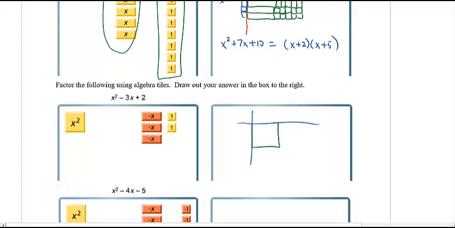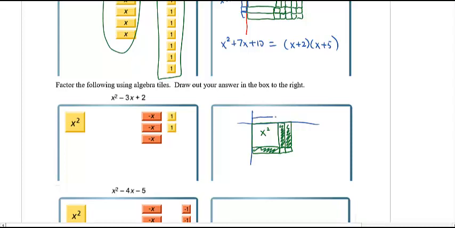Remember, x squared is always in the left-hand corner. This time I have 3 negative x's. Okay, so maybe one negative x here, another negative x here. I guess I'll put one up here. And then, oh, look at that. Oh yes, I think this works.